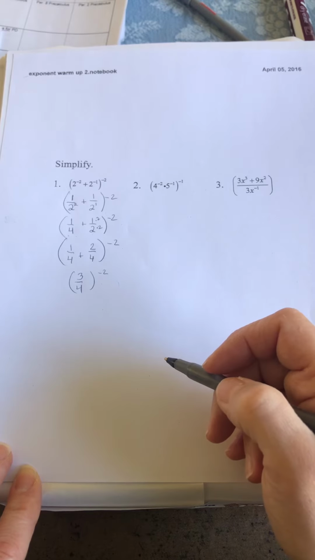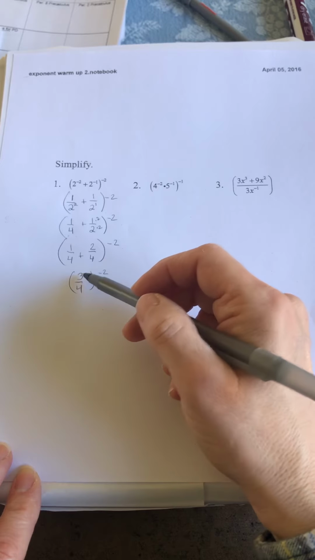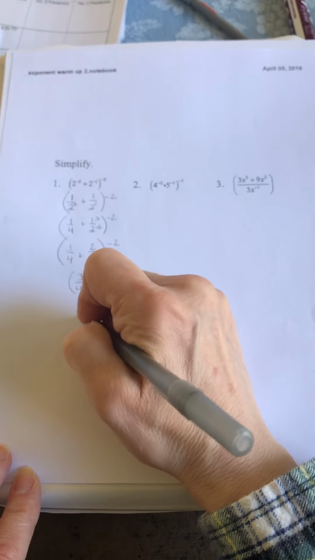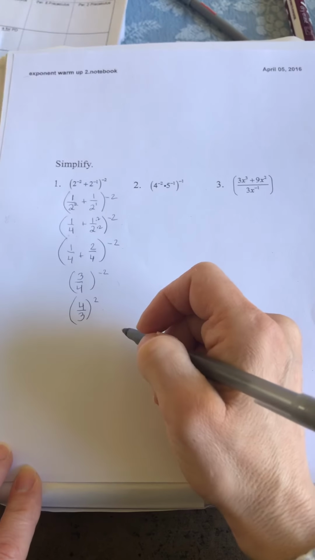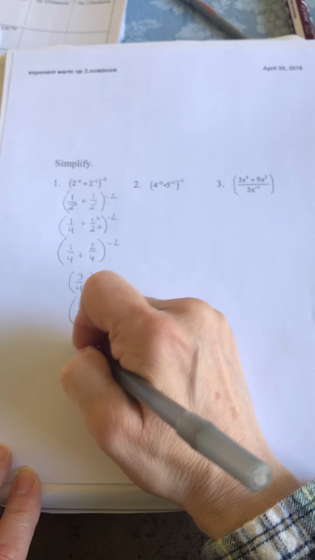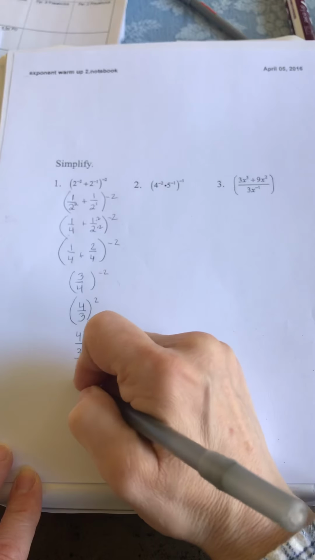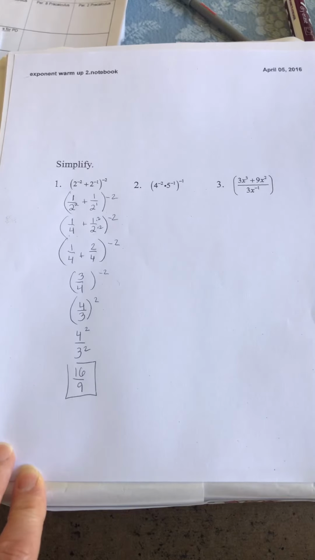So now we have to think about what happens with this. I have a negative exponent, which means I can take a reciprocal of the base. My base is 3 over 4. The reciprocal would be 4 over 3. I can raise this now to the second power, and now it's like saying 4 squared over 3 squared. So that becomes 16 over 9, and we can call this one done.